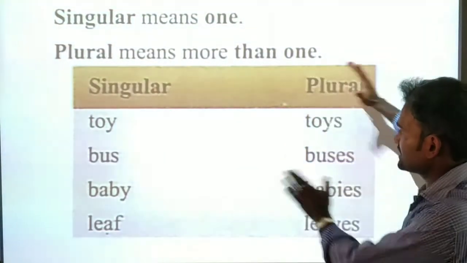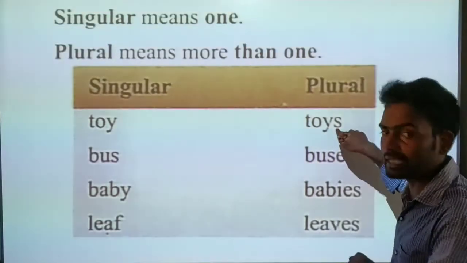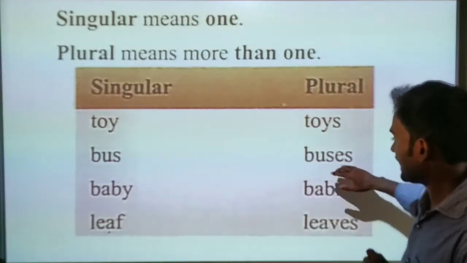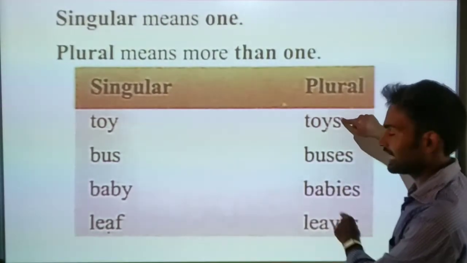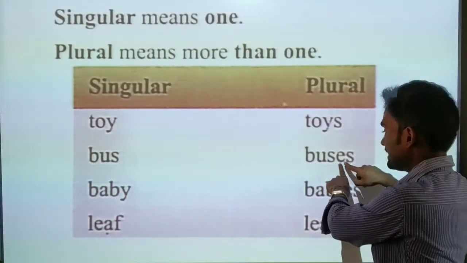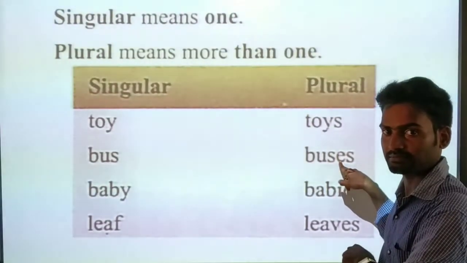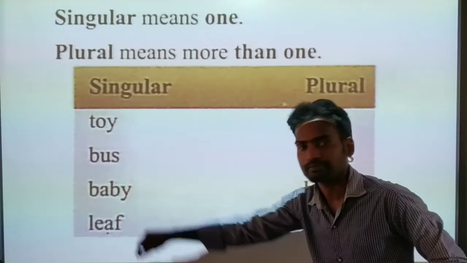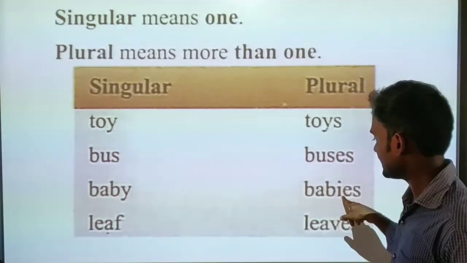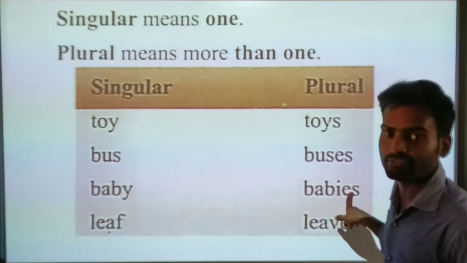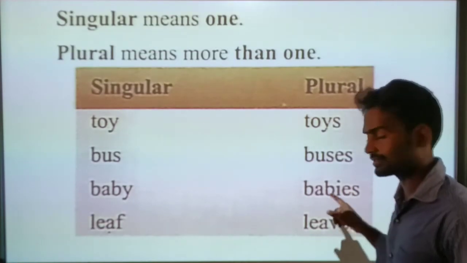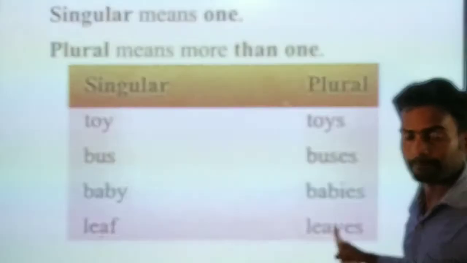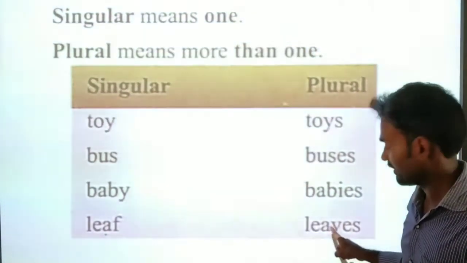Now, observe clearly. Toy, they add S to make it plural. Bus, B-U-S, and they add something extra. First they have added S, and again they add E-S. E-S, buses. And the next one, baby, they removed Y and they added I-E-S. Instead of Y, they have added I-E-S. The last one, leaf, they removed F. Instead of F, they have added V-E-S.